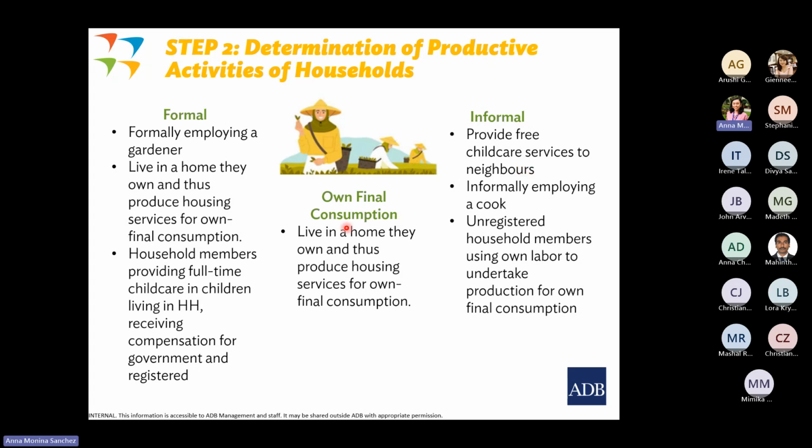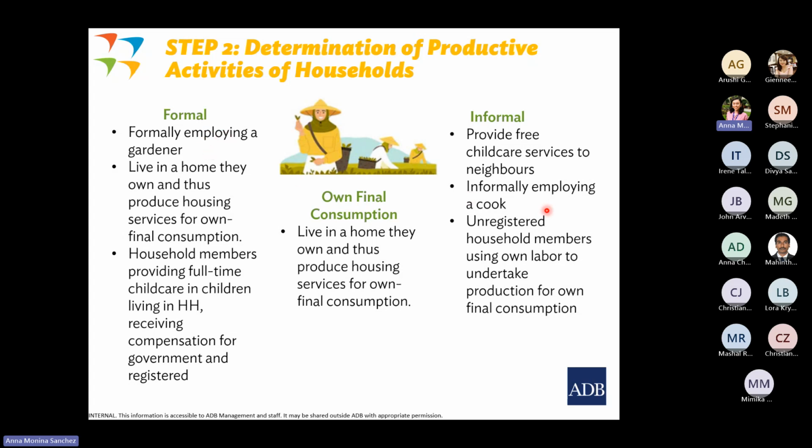Another example would be living in a home that the households own and thus producing housing services for own final consumption. This is not part of the informal economy. This is part of own final consumption activity. For example, you formally employ a gardener. So the production undertaking using the labor inputs of the gardener would be excluded from the informal economy because he or she is in formal employment and is recognized by the government.